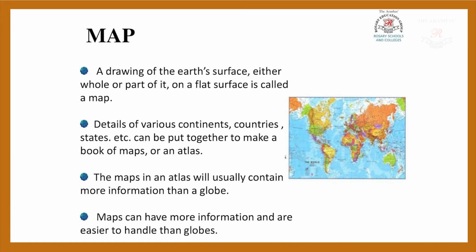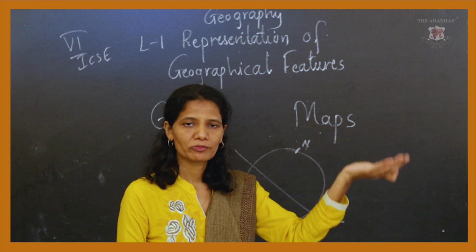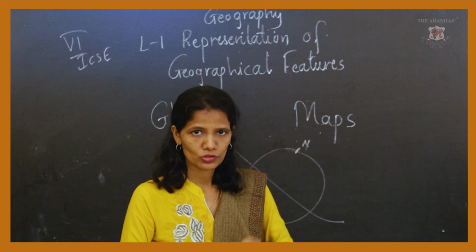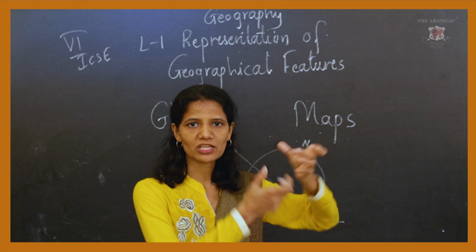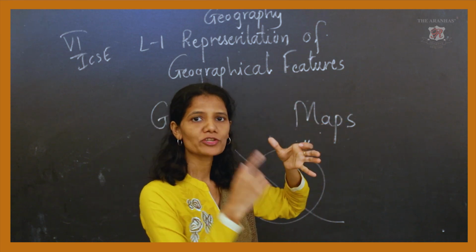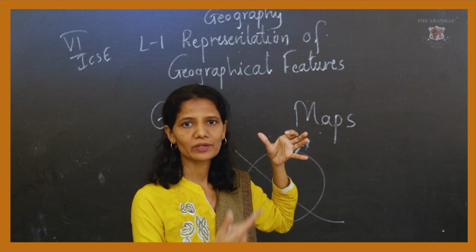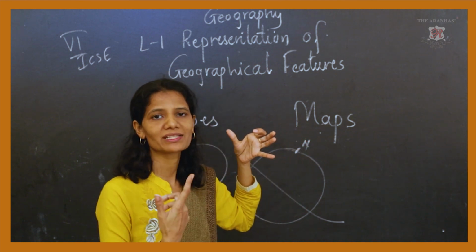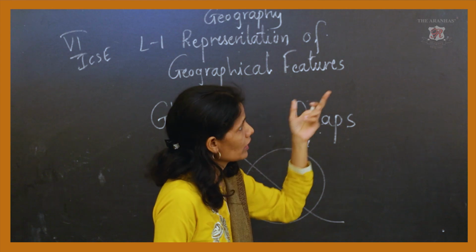Now next we are going to see about the map. A drawing of the earth's surface, either whole or part of it on a flat surface, is called a map. So you must have seen the map maybe earlier, last year or before that. Your teacher must have shown you the map also, the folded one. She must have brought it and displayed it in front of the blackboard, and showed you the location where the different countries or different places are marked, or where the continents are and everything.